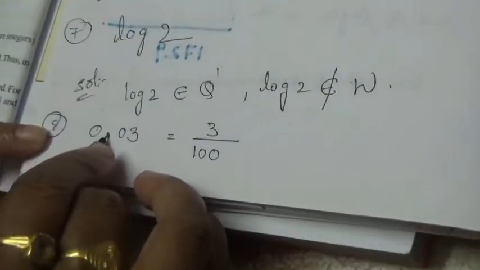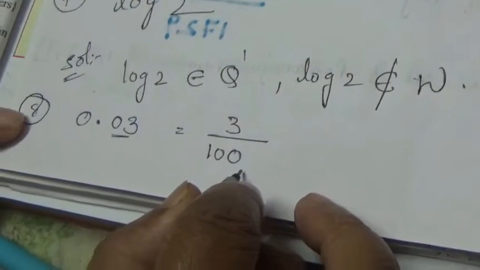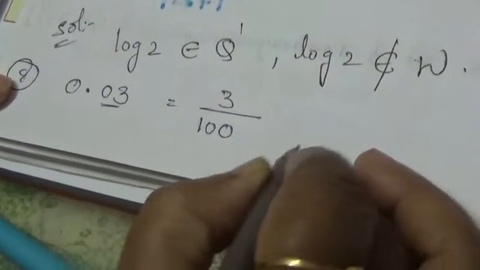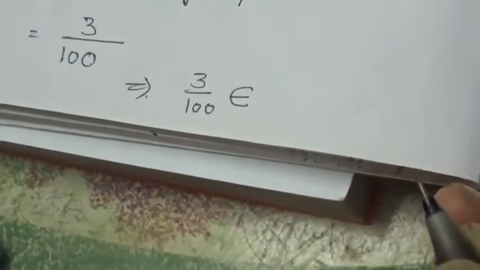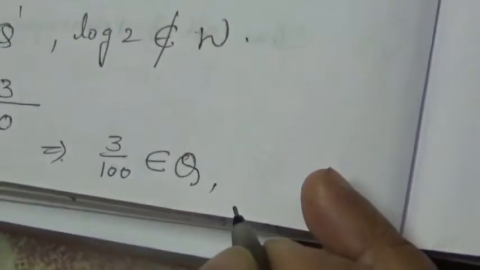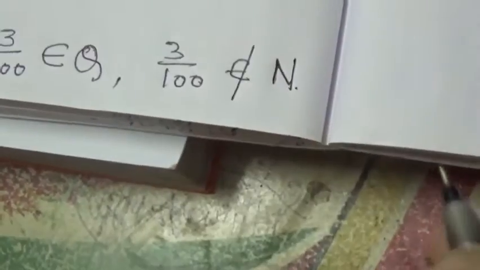So eighth solution, that is 0.03. We can write this number as 3 by 100. After the decimal we have two digits, no? That's why we can write this number as 3 by 100. It is in the form of p by q. So 3 by 100 belongs to rational numbers, and does not belong to natural numbers.